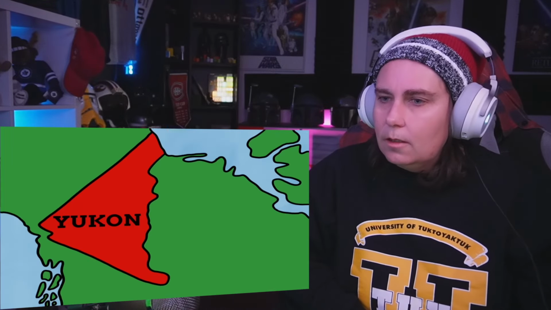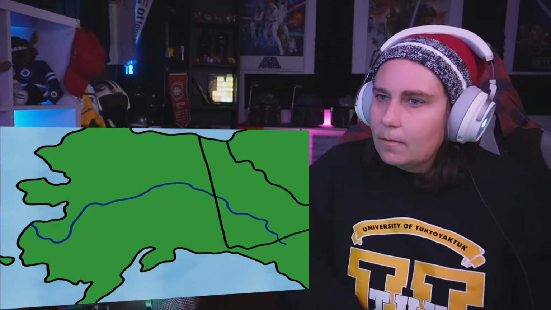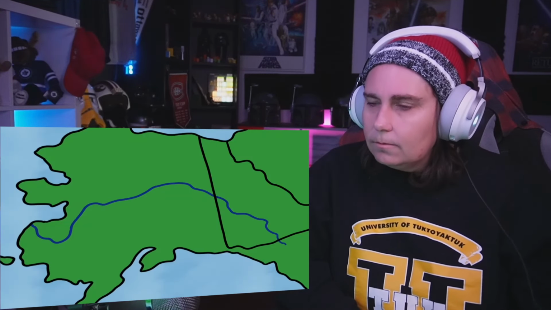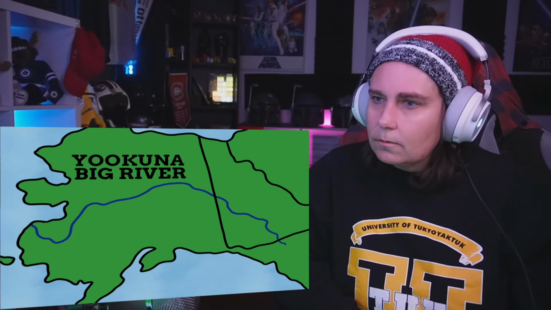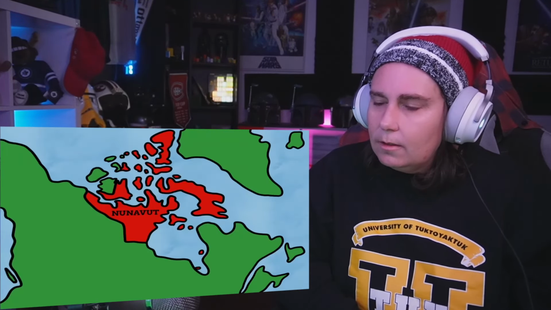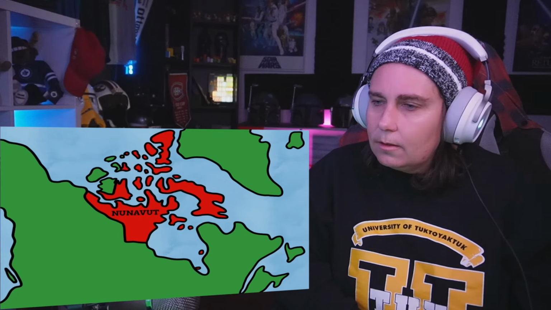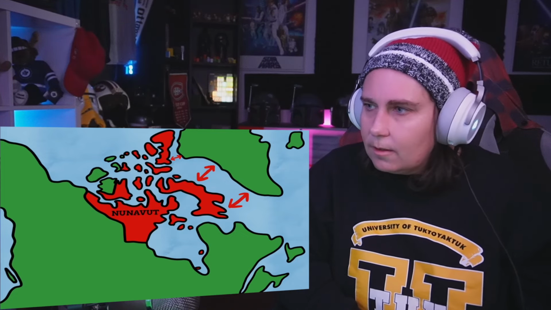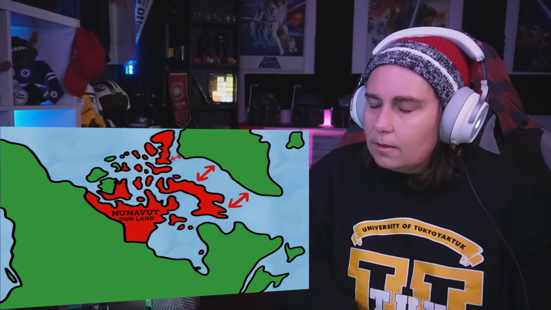The Yukon Territory is also named after a river, the Yukon River, which resides in not only Canada but makes its way into Alaska too. It's thought this name comes from the lower Tanana word Yukuna, which means big river. The most northern territory of Canada is Nunavut, which not only includes a huge part of mainland Canada, but also many of the islands in northern Canada, and more or less borders Greenland. The name comes from the Inuit language Inuktitut and means our land.